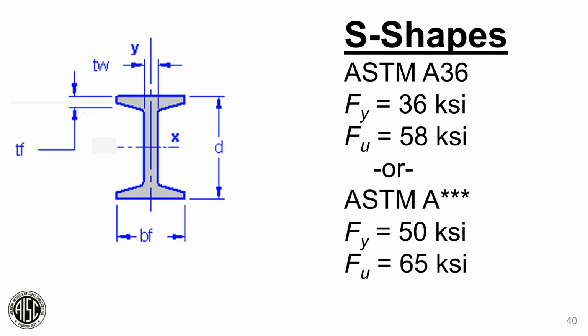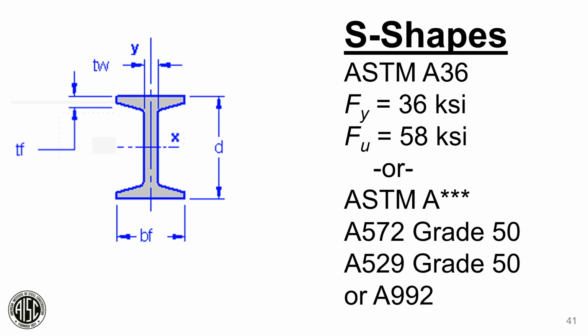S-shapes. S-shapes are commonly available as A36 material, 36 KSI material. They are also available as 50 KSI material, but if you notice, I have a couple asterisks on the 50 KSI material. Also want to make you aware that when you're looking at the flange thickness, it's actually the average thickness of the flange, not the thickness at the toe.